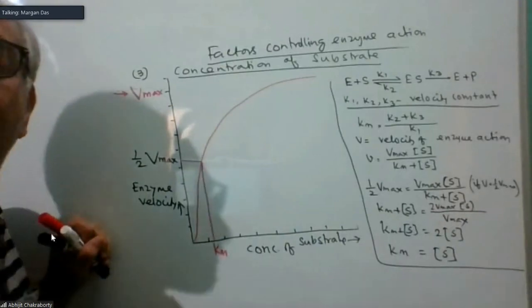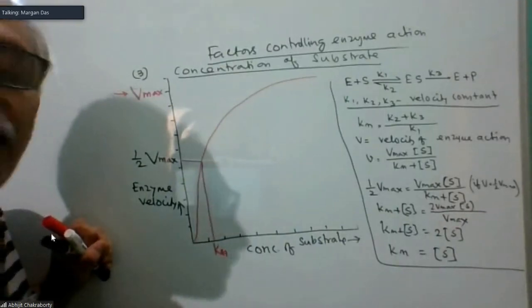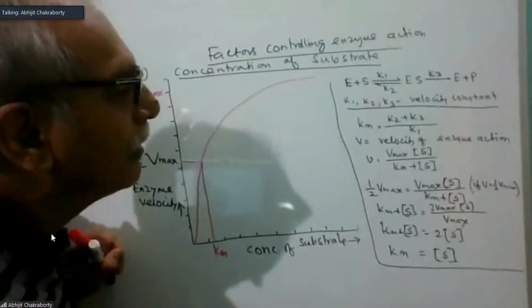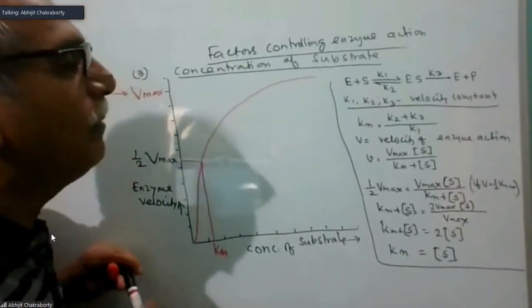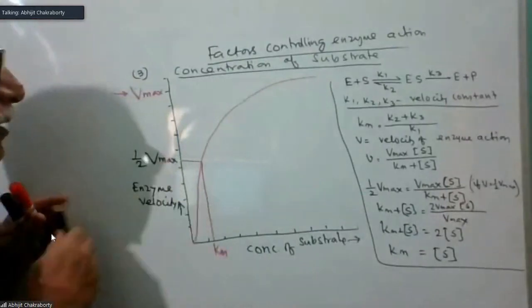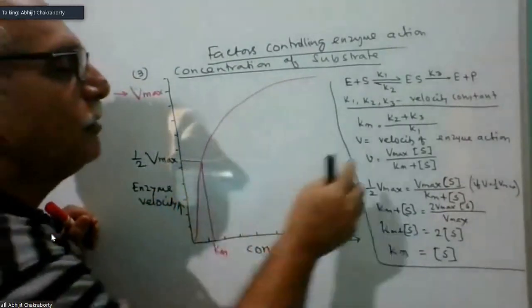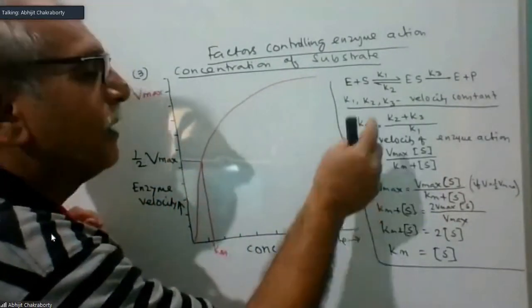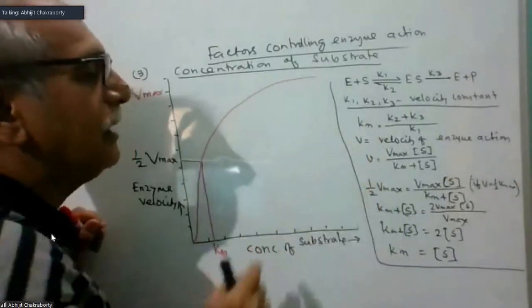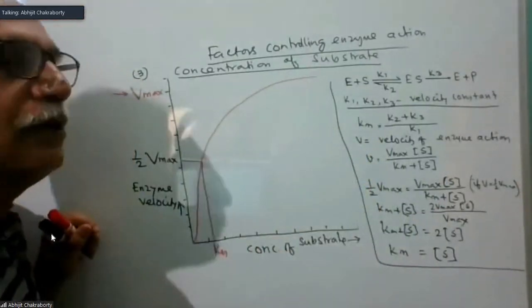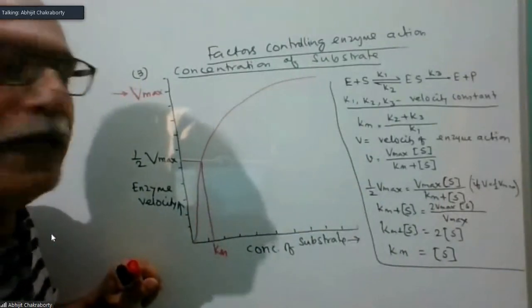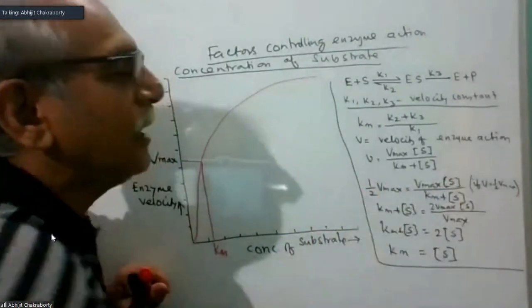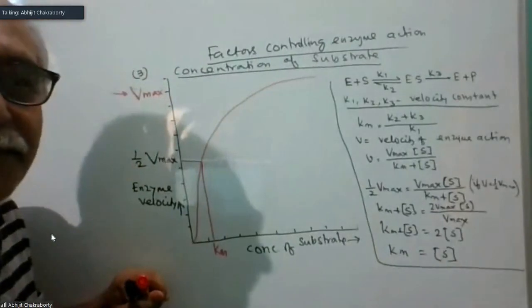Sir, how does V become half Vmax? The velocity of enzyme action is such that 50% of the active sites are occupied by the substrate. Then the velocity is half of the maximum velocity, right?